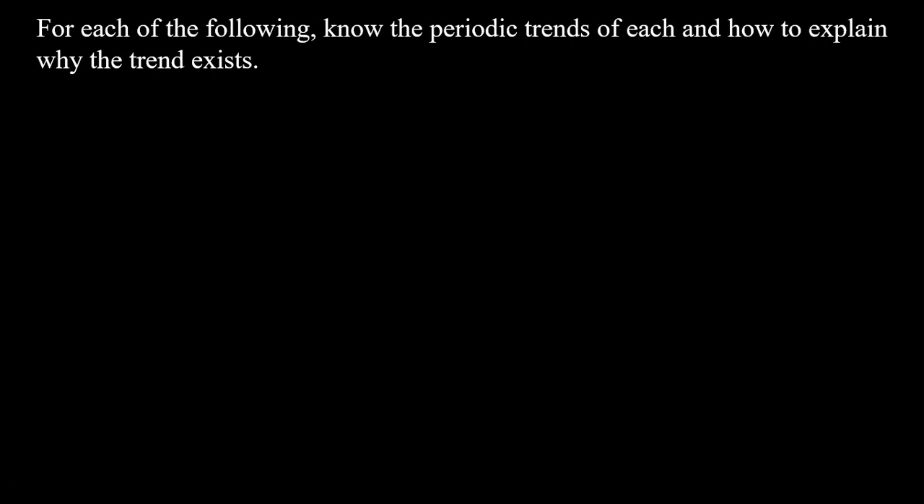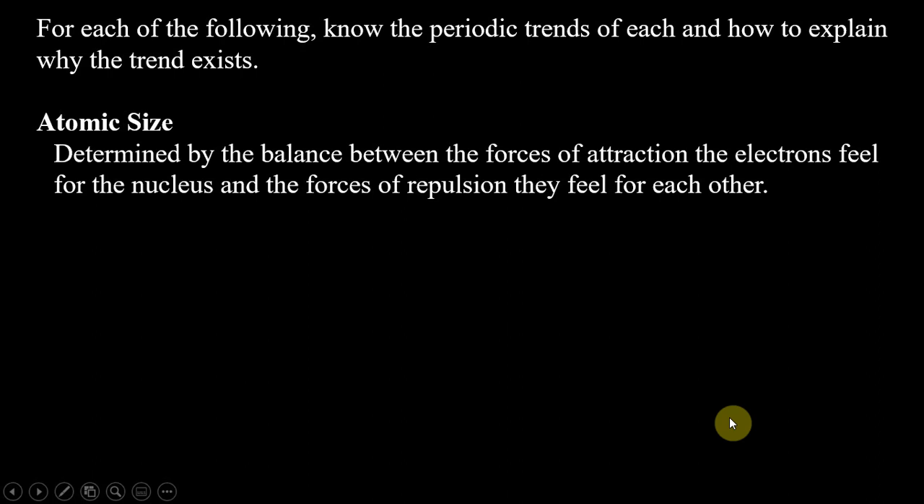So for each of the following, we know periodic trends of each, and we have to be able to explain why the trend exists. All right, so let's take a look at atomic size. Atomic size is determined by the balance between the forces of attraction of the electrons that they feel towards the nucleus and the forces of repulsion they feel for each other.